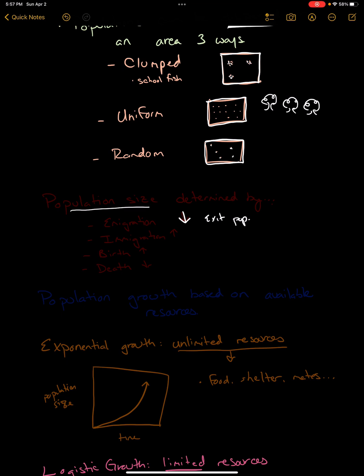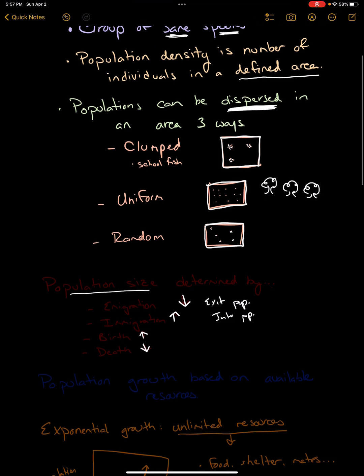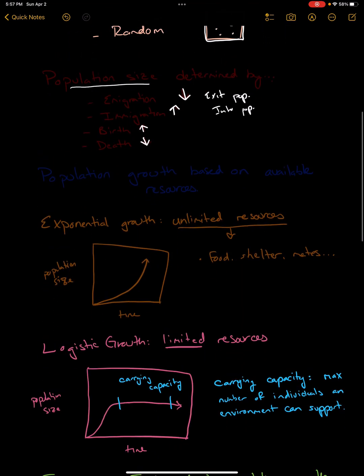If you have immigration with an I, remember that means I move into a population. Well, if I move into a population, my population is going to go up. And then birth, if we have a lot of birth, then their numbers will go up. If you have a lot of death within your population, the population's number is going to go down. And so population size is determined by those 4 factors. And we like to know the population size, but we have to look at that because of the dispersion patterns and then by figuring out the density.